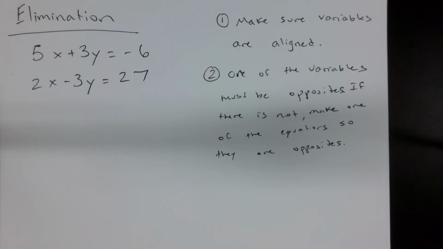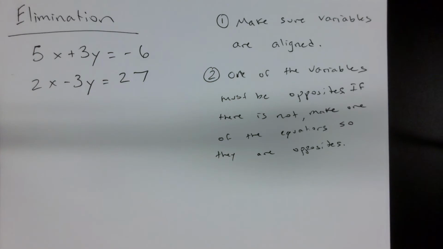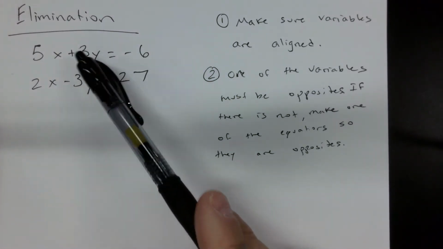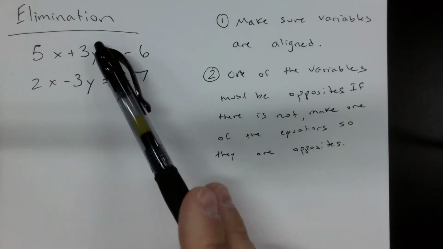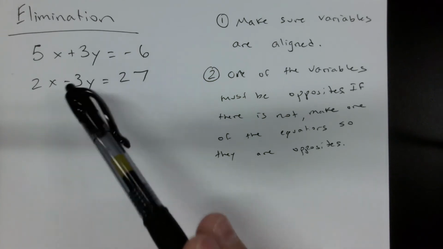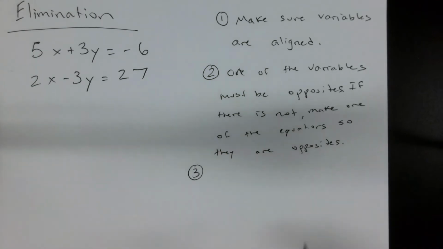Kellen, are one of our variables opposites? Look at these. See that? Everyone look at y. What is the y term up here? What's the y term down here? Those are considered opposites. Does everyone see that right there? So if one of the variables are opposites, we can move on to step number 3.